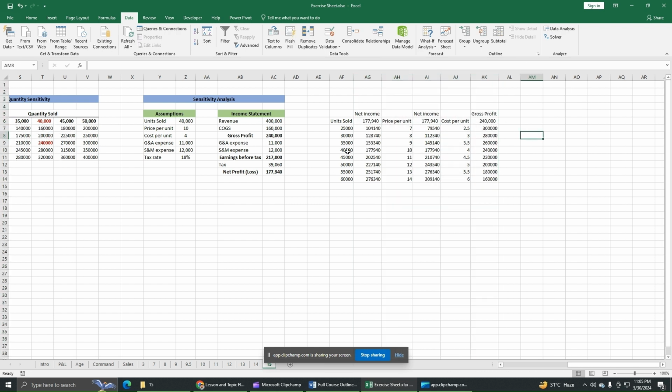Okay, so when our units sold is 40,000, our net profit is 177,940. When our price per unit is 10, our net profit is 177,940. And when our cost per unit is 4, here we didn't want to know the net profit, we wanted to know the gross profit, and the gross profit is 240,000. So this is how we can do sensitivity analysis for single variables. And that's all for today. Thank you very much.